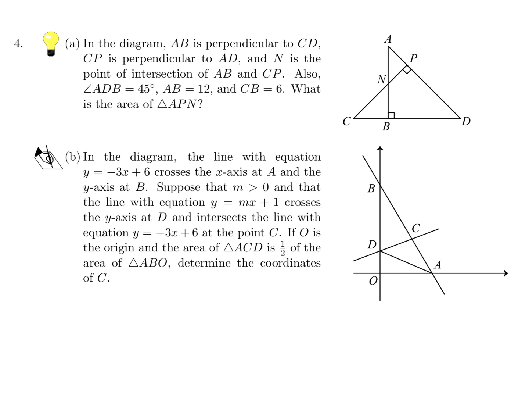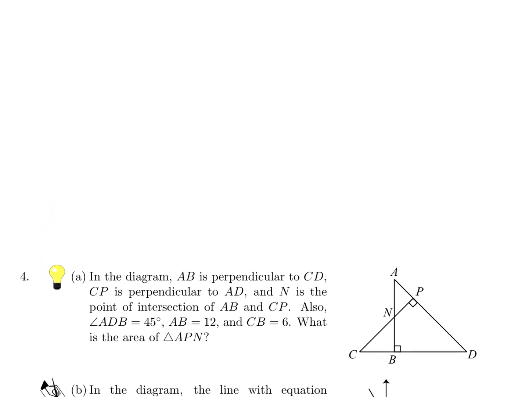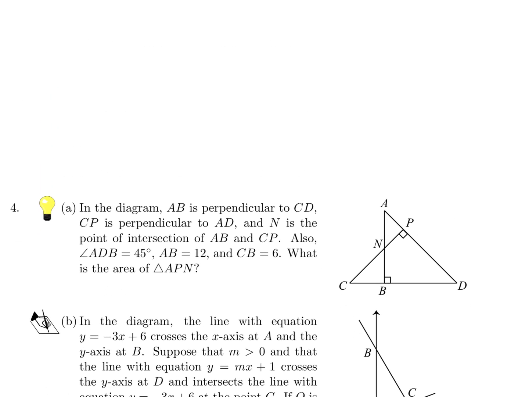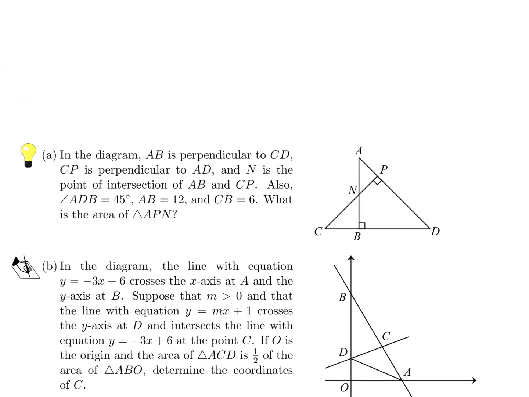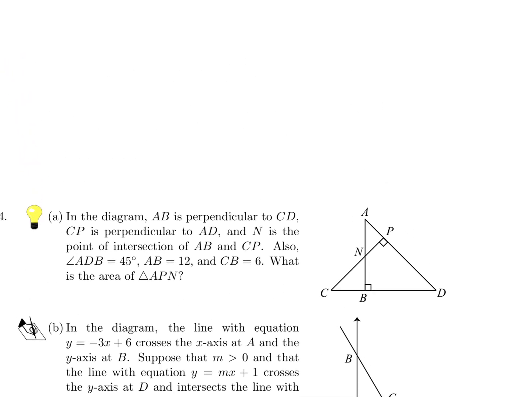In the diagram, AB is perpendicular to CD, CP is perpendicular to AD, and N is the point of intersection of AB and CP. Also, ADB is 45, AB is 12, CB is 6. What is the area of APN? All right, so a lot of angle chasing here. I'm just trying to think what's the right way to approach this.